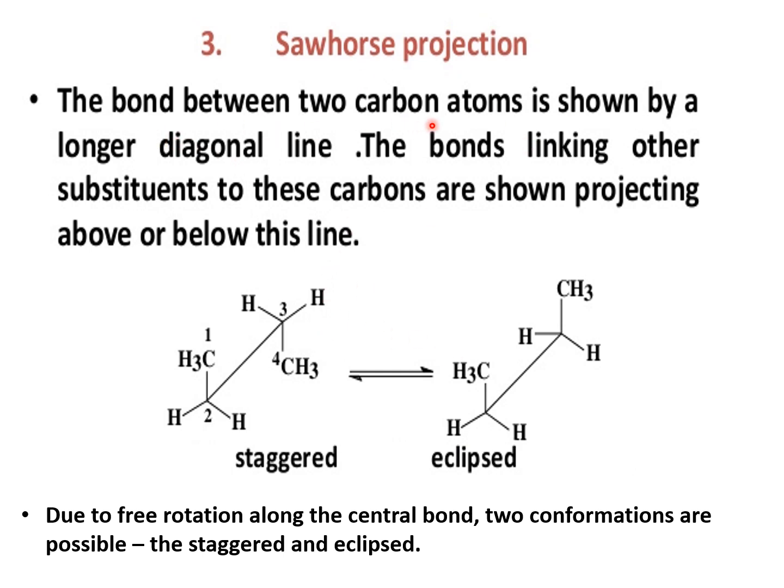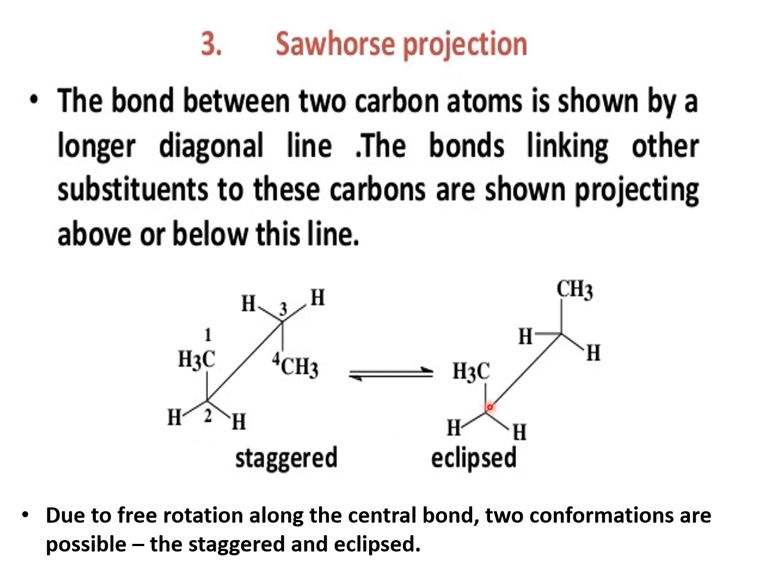Here the bond between two carbon atoms is shown by a longer diagonal line. So the lower end of the line is the front carbon, the upper end of the line is the rear carbon. The bonds linking other substituents to these carbons are shown by projecting above or below this line. So this center is the front carbon, this is your rear carbon. The groups attached to it are shown by small lines.